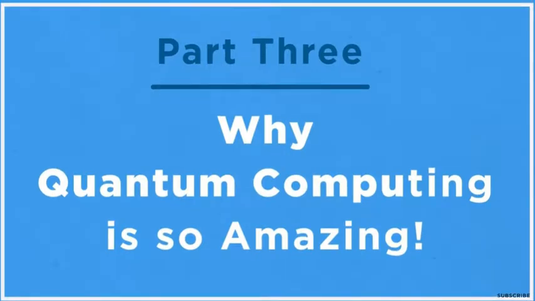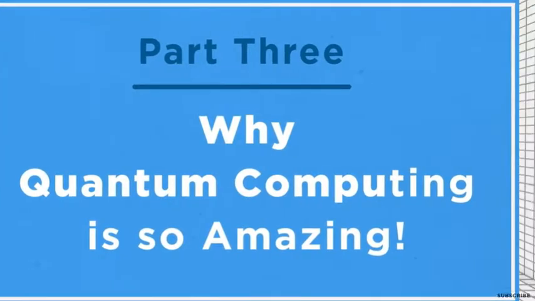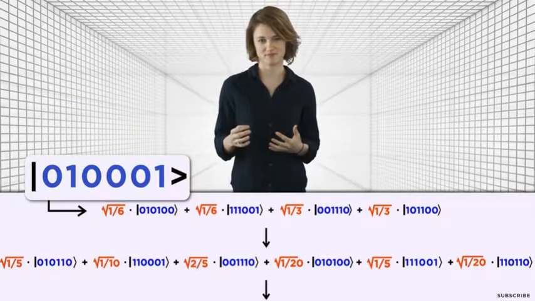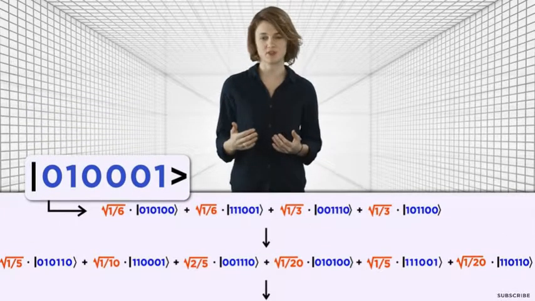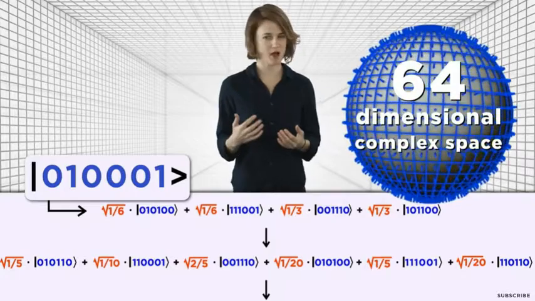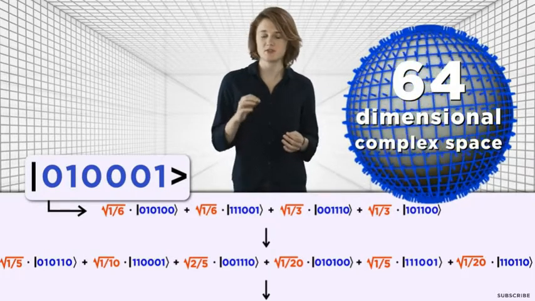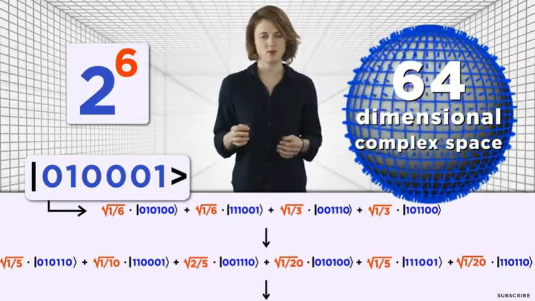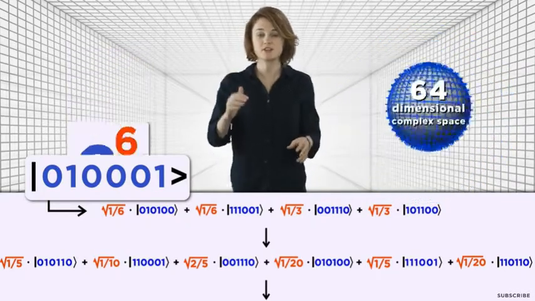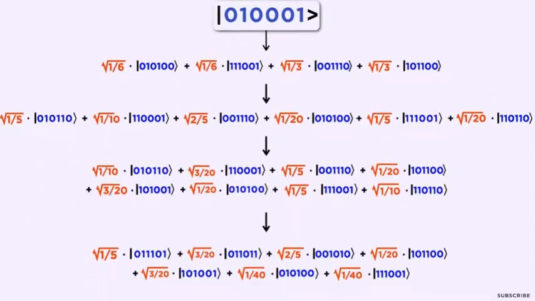Part 3, why quantum computing is so amazing. To answer that, let's look at the 6-qubit quantum computation. It's computing using a sphere in 64-dimensional complex space, because 2 to the 6 is 64, which sounds complicated. But here's the important part. It only took 4 steps to find this state. If we wanted to find the same state using a classical computer, it could take thousands of steps.